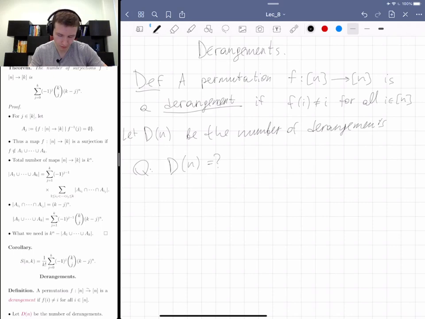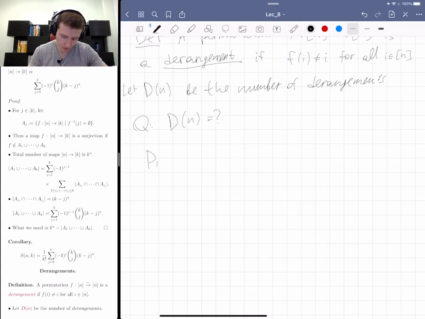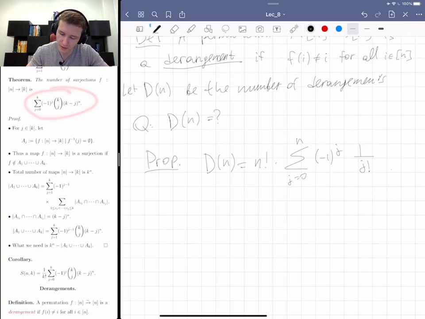And again, the formula is not going to be very easy, but it's going to be easy to find using the same ideas as before. So here is a proposition, which is that the number of derangements is n factorial times some alternating sum, j from 0 up to n, negative 1 to the j times 1 over j factorial. If you compare it to the formula here, it's very similar. You still have an alternating summation of some combinatorial stuff in the middle.